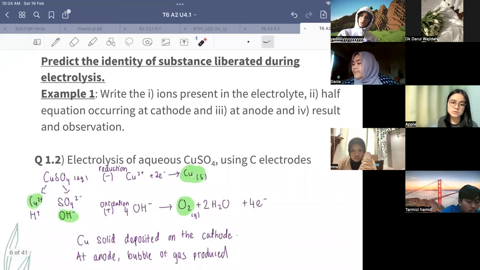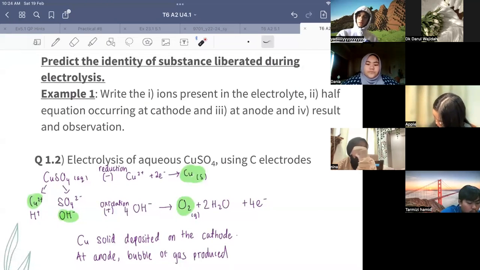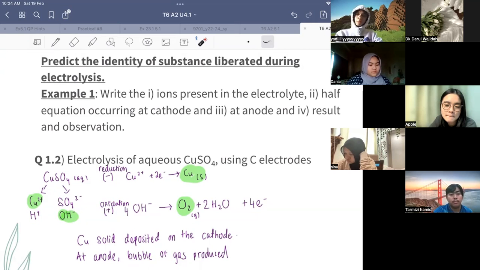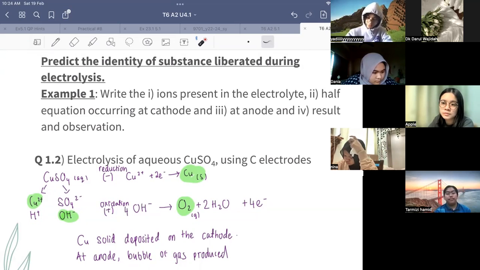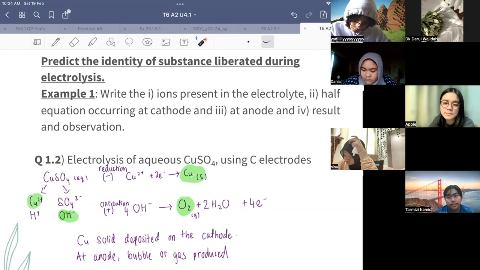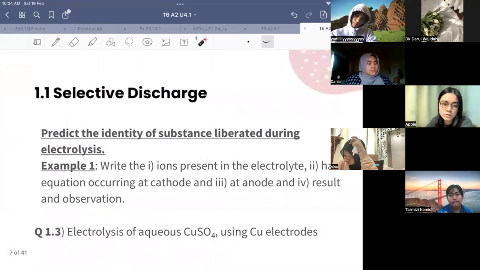Next question is copper sulfate using copper electrodes. So this time copper electrodes. Now we're on question 1.3. I'll just leave this slide on just in case some of you are still copying it down. So question 1.3 is saying electrolysis of aqueous copper sulfate using copper electrodes. Okay, so I'll move on to the next slide.